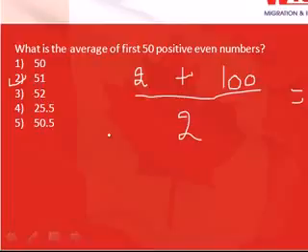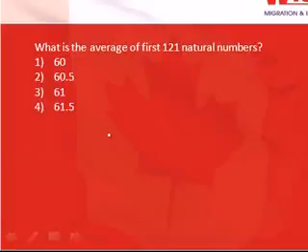Now let's move to the next problem. I hope things are getting pretty easy for you to understand now. Now what we have to do in this question is find the average of the first 121 natural numbers. Now it's pretty easy.